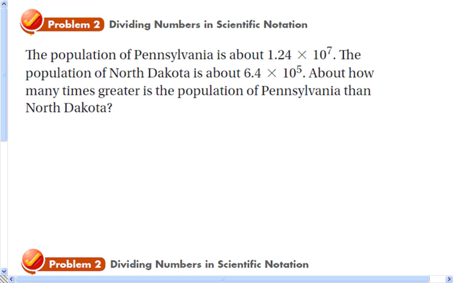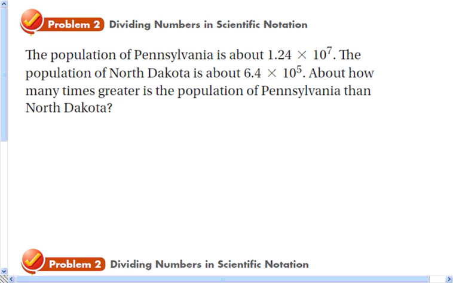Let's use this idea when we're solving a problem with numbers written in scientific notation. The population of Pennsylvania is about 1.24 times 10 to the 7th. The population of North Dakota is about 6.4 times 10 to the 5th. That's changing though. North Dakota is growing faster than any state right now in population. About how many times greater is the population of Pennsylvania than North Dakota?